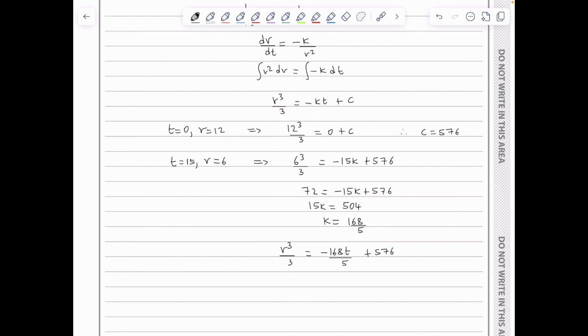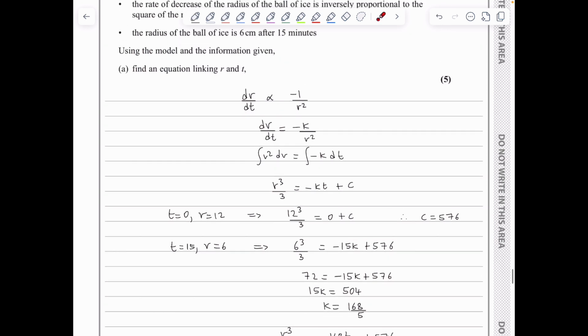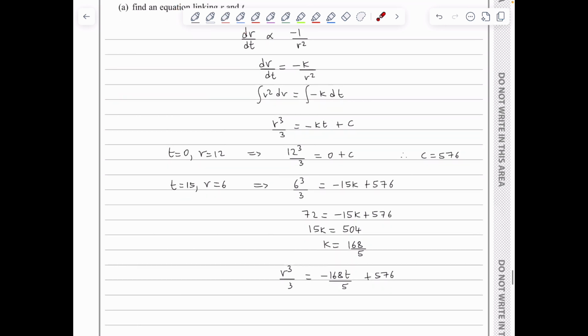I can stop here because the question was asking for an equation linking r and t, so no particular form requested here, or I could proceed by multiplying throughout by 3 to leave r cubed on its own, or even taking the third root and leaving r on its own on the left hand side.